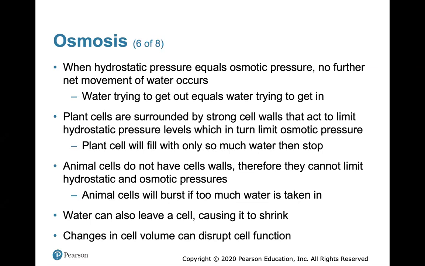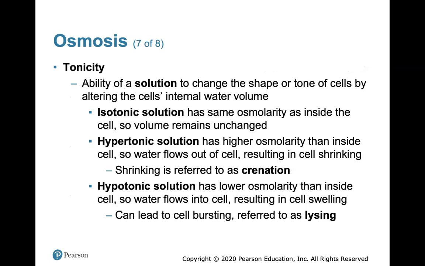This hydrostatic pressure and osmotic pressure is especially important for plant cells, so that it gives them their strong cell wall, so that the plant cell will fill with only so much water and then stop. Animal cells don't have this cell wall, so they cannot limit the amount of these pressures on the cell. So animal cells can burst if too much water is taken in. Water can also leave the cell, causing it to shrink. So changes in the cell volumes can disrupt cell functions greatly.